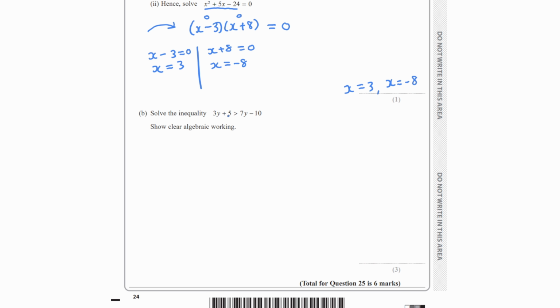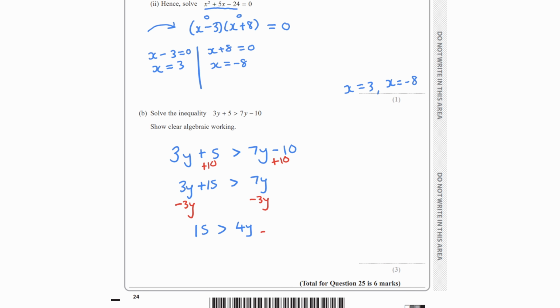Solve the inequality 3y add 5 is greater than 7y subtract 10. I'm just going to rewrite this out so I've got a little bit more room to do it. So what I want to do is collect all of my numbers to one side and all of my variables to the other. Let's start by adding 10 to both sides. That would give me 3y add 15 is greater than 7y. Then go ahead and subtract 3y from both sides, which would give me 15 is greater than 4y.